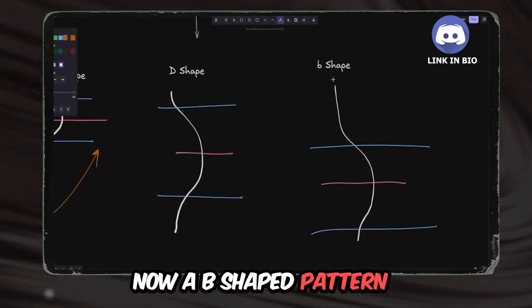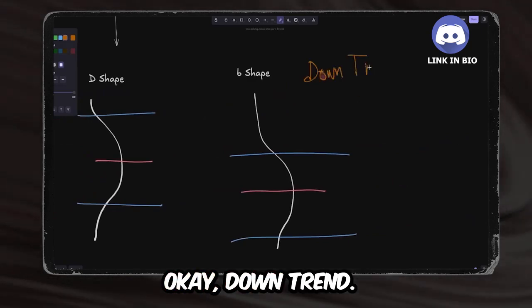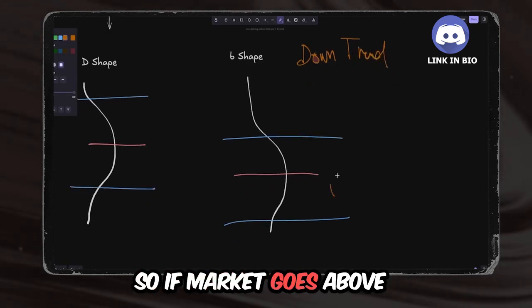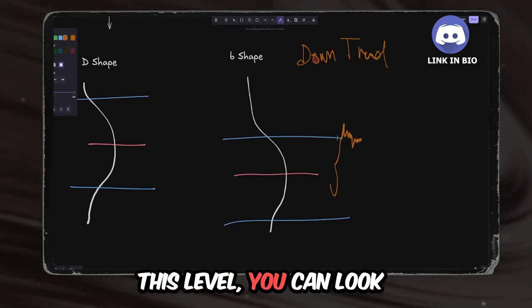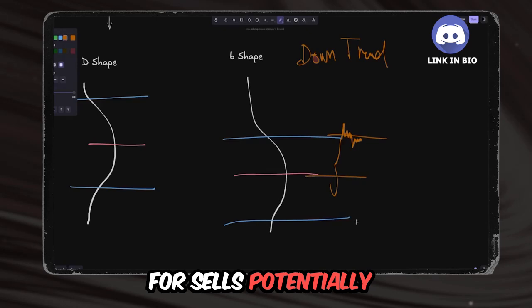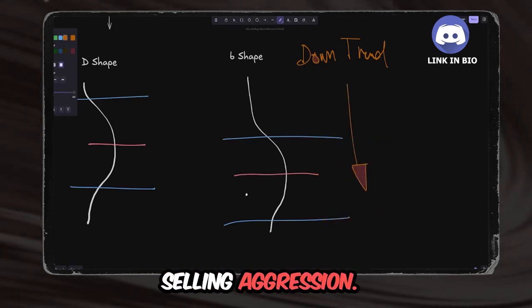Now a B-shaped pattern is a downtrend. Okay, downtrend. So if market goes above here, closes under this level, you can look for sells potentially targeting these levels right here because it's very strong selling aggression.